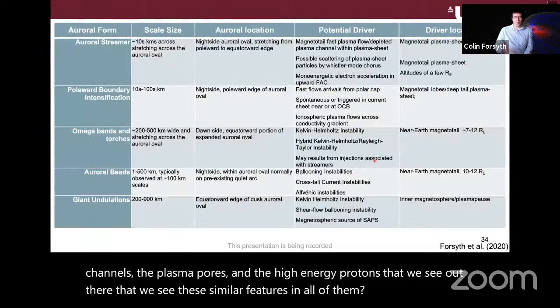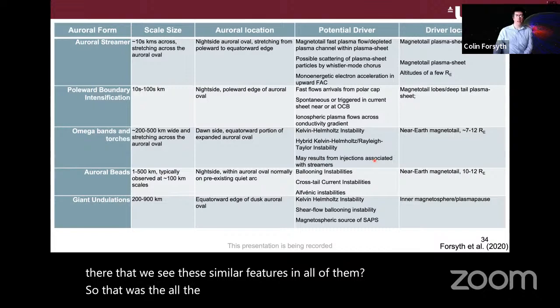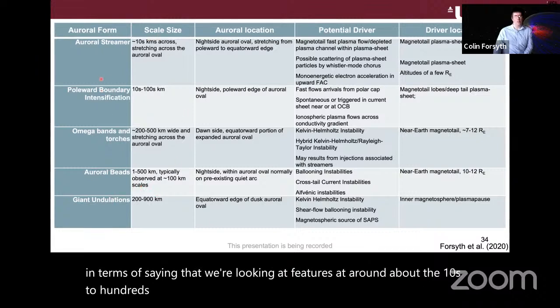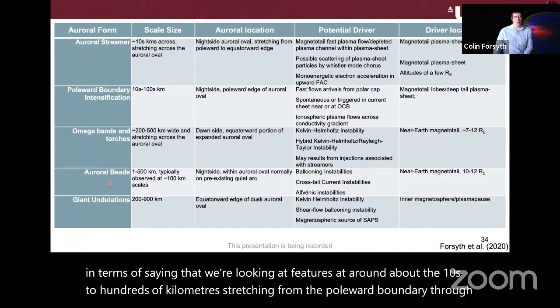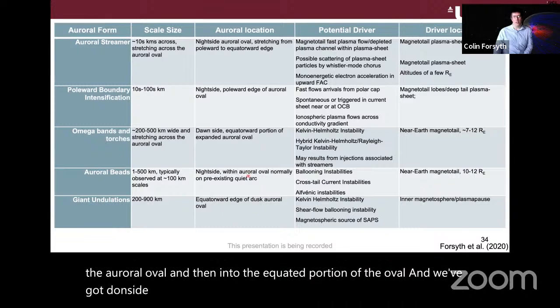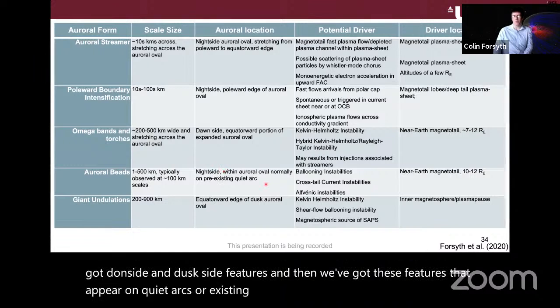So that was all of the features that we've considered. I'll throw this up in terms of saying that we're looking at features around the tens to hundreds of kilometers, stretching from the poleward boundary through the auroral oval, and then into the equatorward portion of the oval. And we've got dawn side and dusk side features, and then we've got these features that appear on quiet arcs or existing arcs in association with substorms.